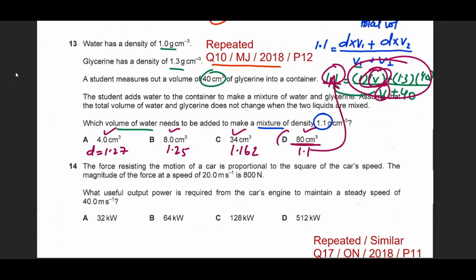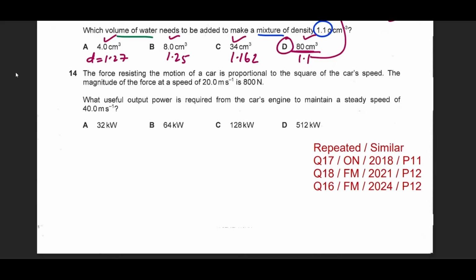Now this method actually saves you time. According to me, at least, it saves you time. If you're more comfortable doing the algebra, then you're more than welcome to try that. Question number 14, repeated or similar questions are mentioned.